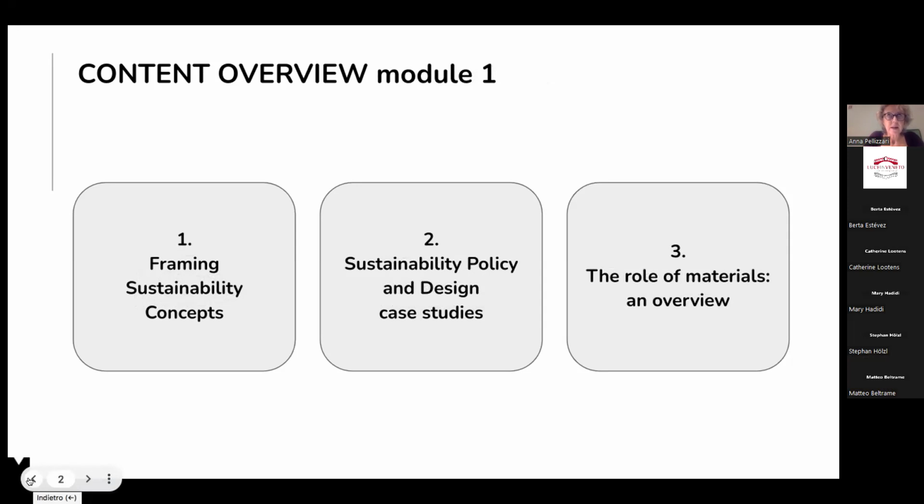We are framing some basic sustainability concepts and also have an overview on some general sustainability policy and design case studies. The perspective will always be that of materials. So the final slot is concerning what the role of materials is in all these policies and approaches to sustainability.